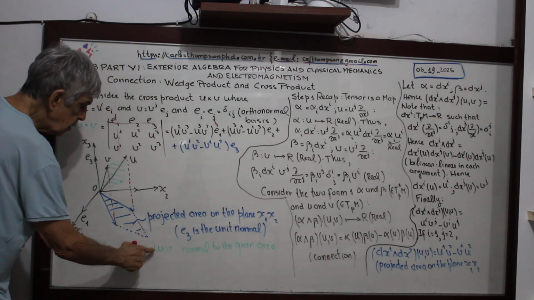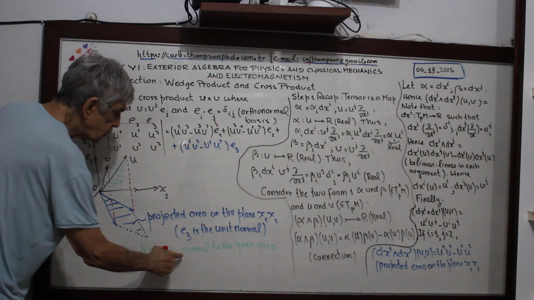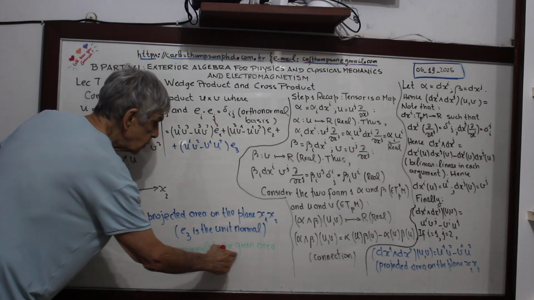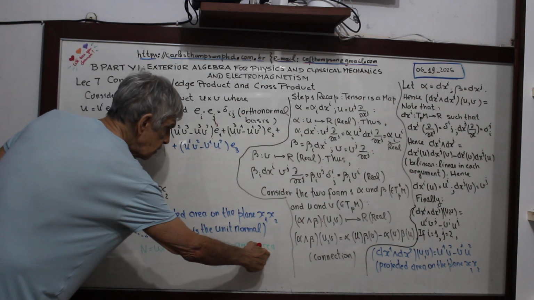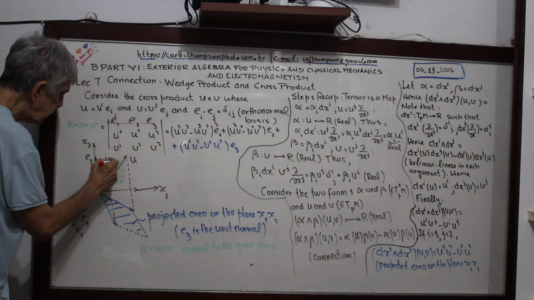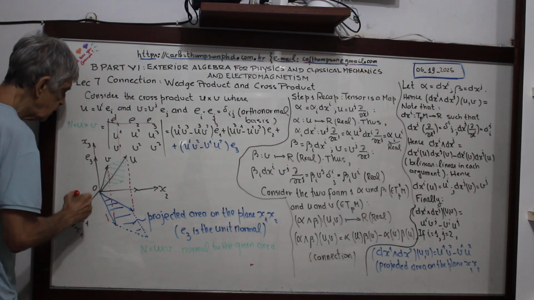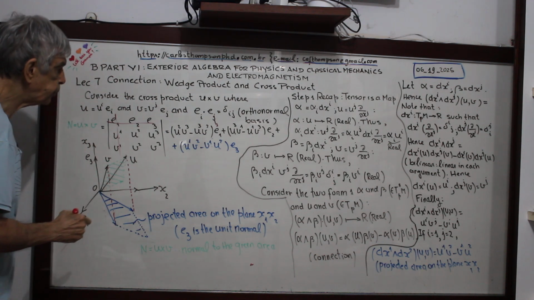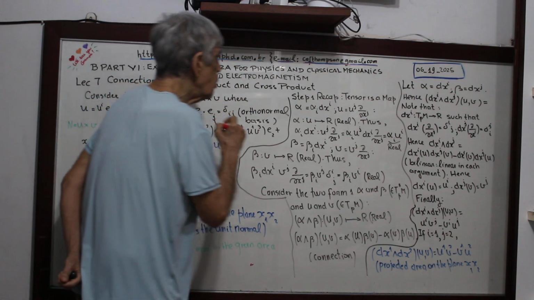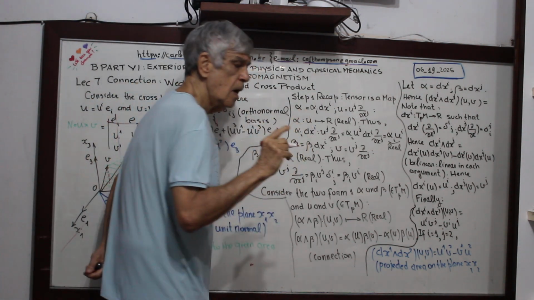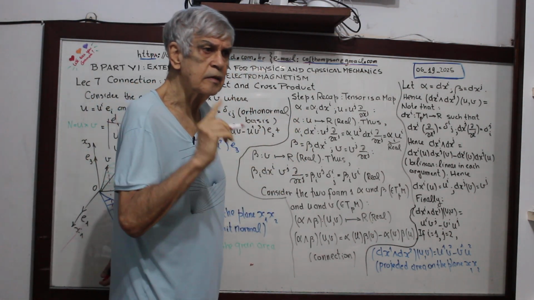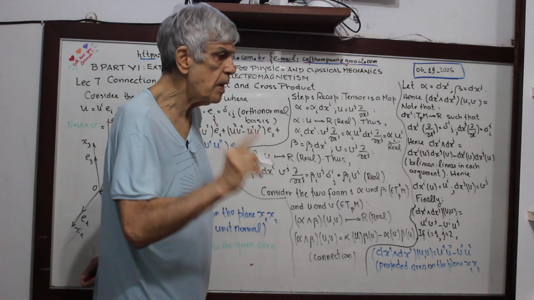Now, N is U cross V. You see that's the normal to the green area, the green area over here. This N is normal to this one. Now, that's step 1, recap. You see, I always say that a tensor is a map.